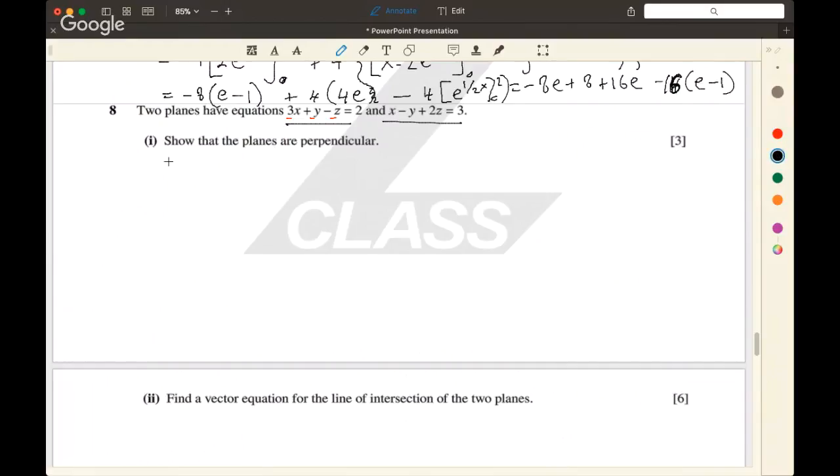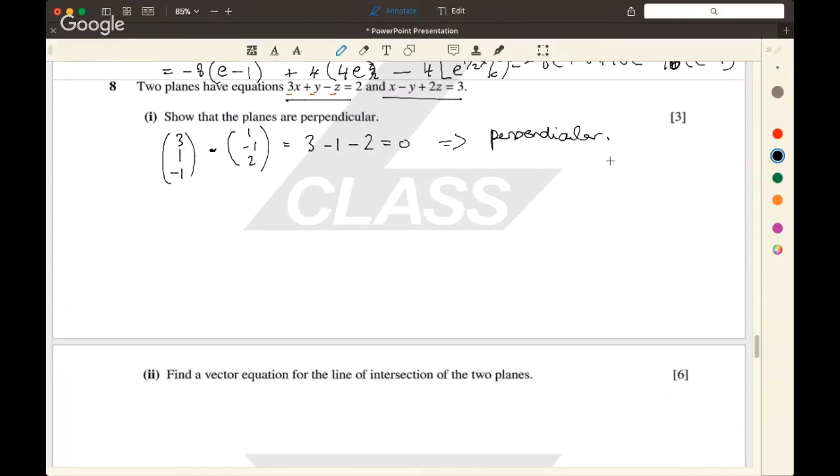So you get that the normal to the first guy is 3, 1, minus 1, and the normal to the second guy is 1, minus 1, 2. And I'm taking the dot product between them. So the dot product is 3 minus 1 minus 2, which is equal to 0. That means they are perpendicular because the dot product vanishes.